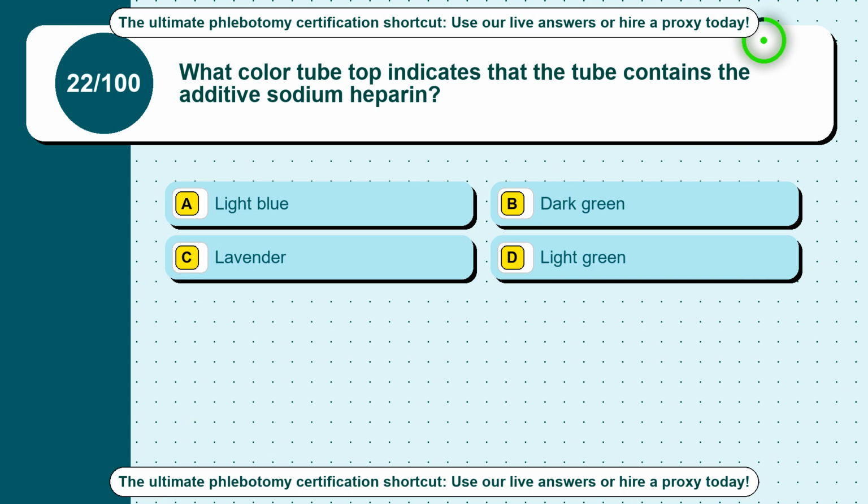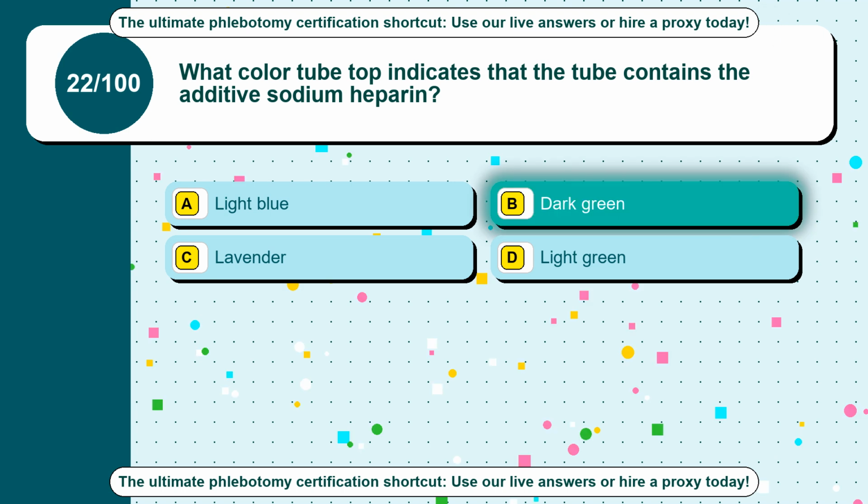Question 22. What color tube top indicates that the tube contains the additive sodium heparin? Option A, light blue. Option B, dark green. Option C, lavender. Option D, light green. The correct answer is option B, dark green.